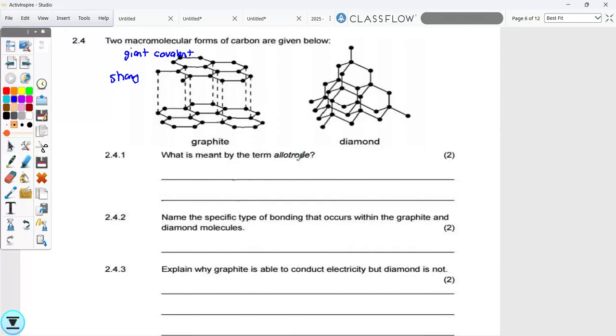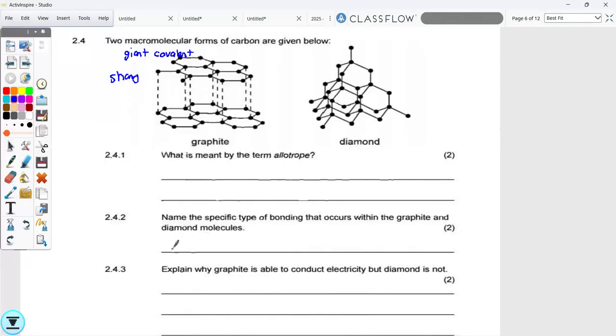Okay, then it says what is meant by an allotrope, still another definition. It is just a different form. Okay, I'm not allowed to say that, but yeah. I didn't say anything. Learn it. Then, name the specific type of bonding that occurs within the graphite and diamond molecules. What type of bonding?